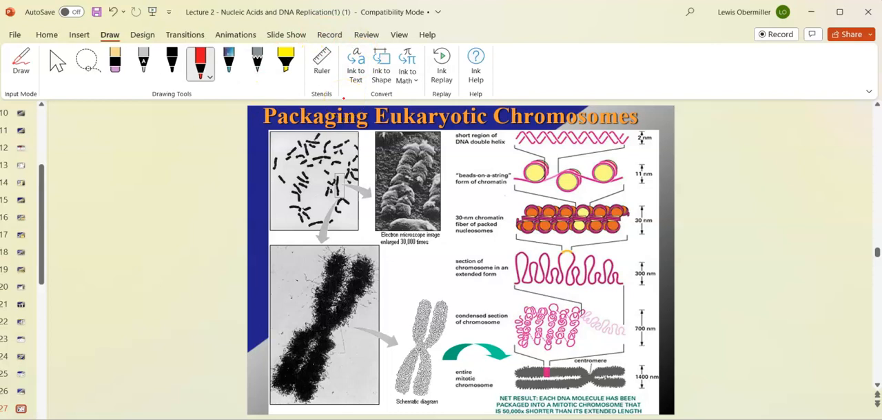All right, so I don't care that you know this, right? But this is the typical form that you're talking about when we talk about 30 nanometer fibers of chromatin. These always appear as an X because you can only see chromosomes when they're condensed like that. If they're not in M phase, so they're S, G2, G1, they're not tightly coiled. This is called interphase.